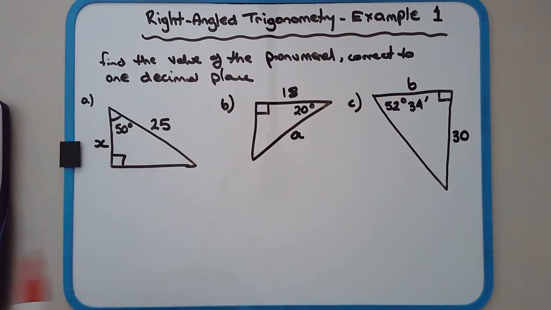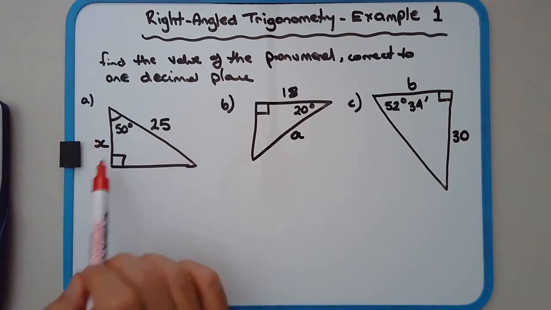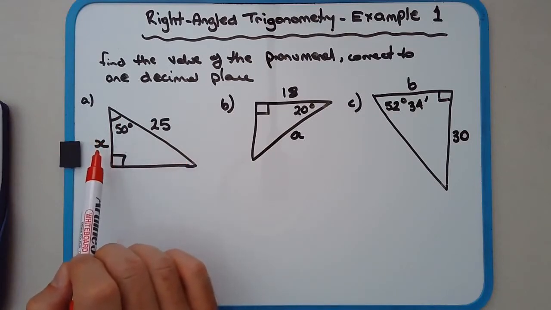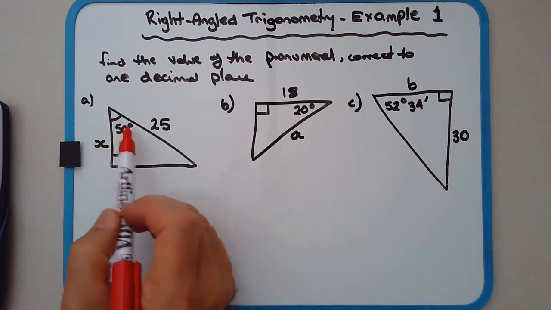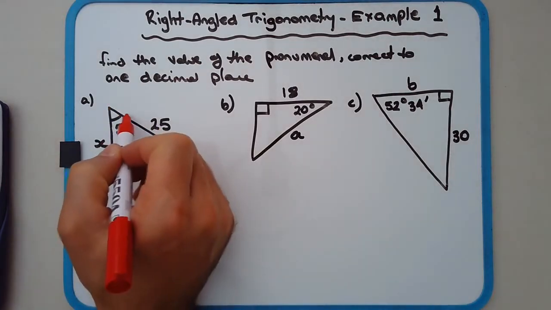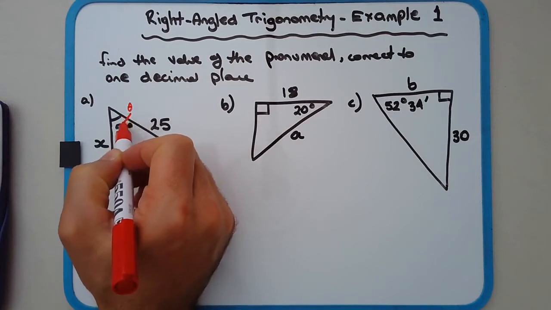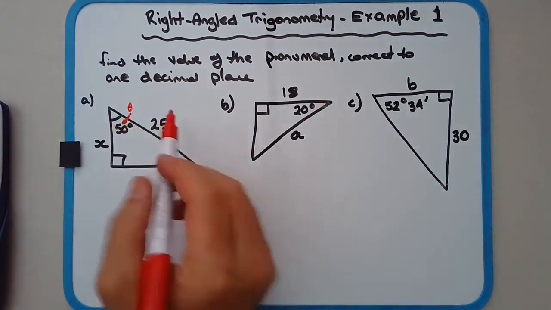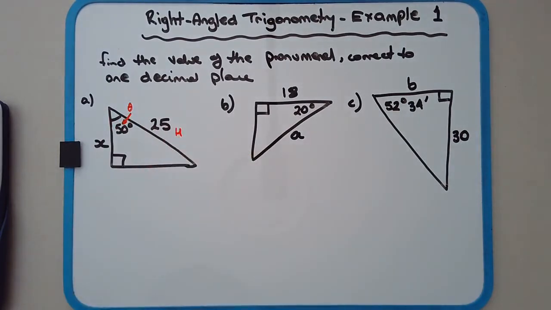So we have part A, a right-angled triangle. We've got a hypotenuse, and we have an adjacent side. If you're unsure as to which side is which, I suggest labeling the triangle first. Your theta is always where the angle is, so you can label this as your theta here. The longest side is always the hypotenuse, so I'll just put an H there.